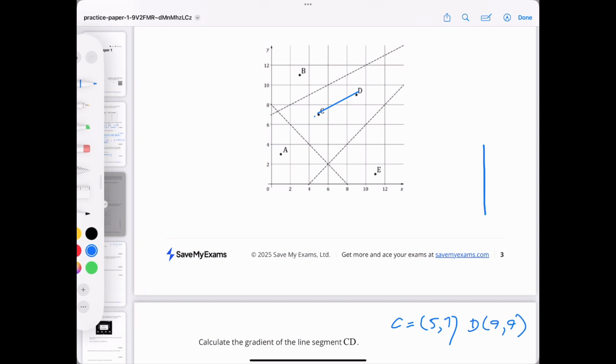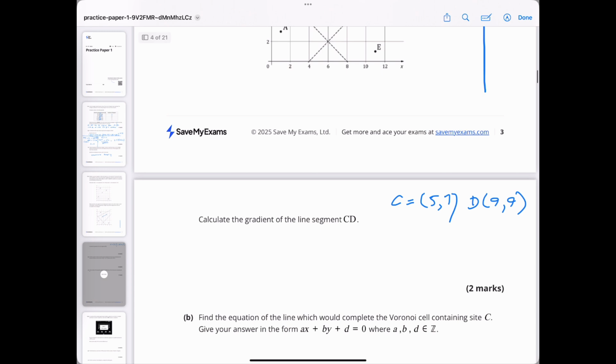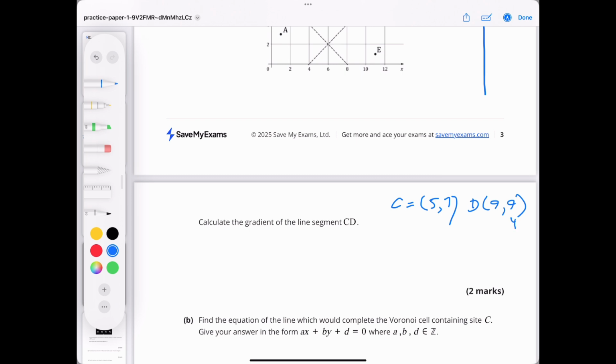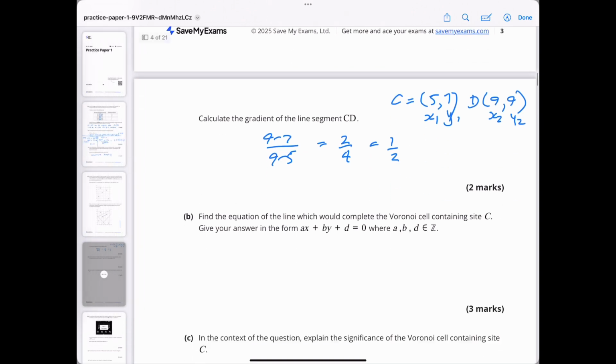So to find the gradient, we do 9 minus 7, because that's the Y. So let's do Y2, Y1, X2, X1. And as long as you take the same ones away from the same ones, you're fine. So 9 minus 7 over 9 minus 5 equals 2 over 4, or half. So that's the gradient of the line segment.